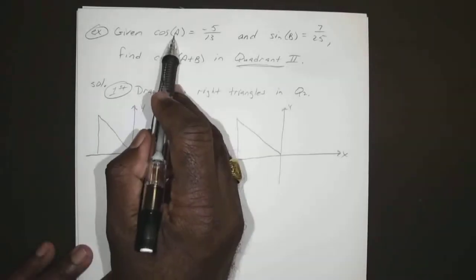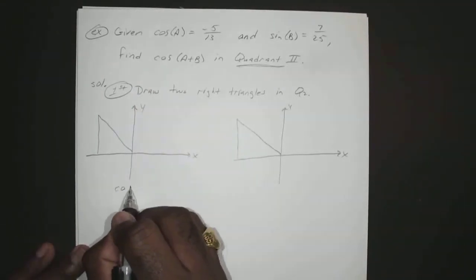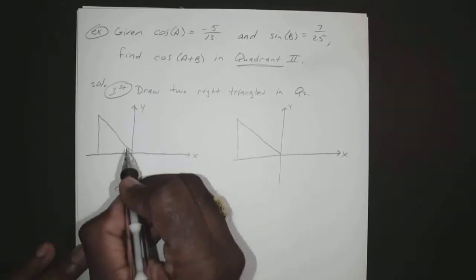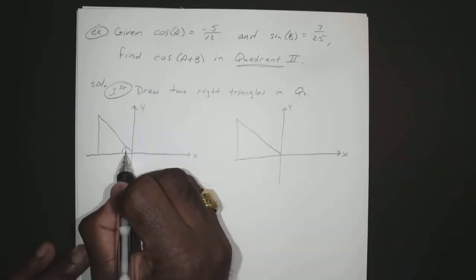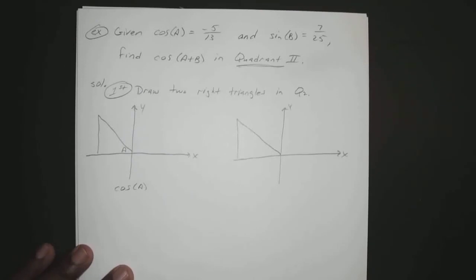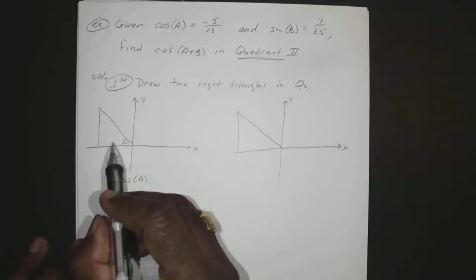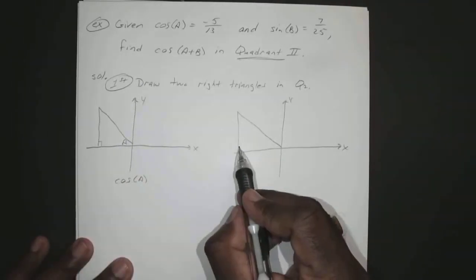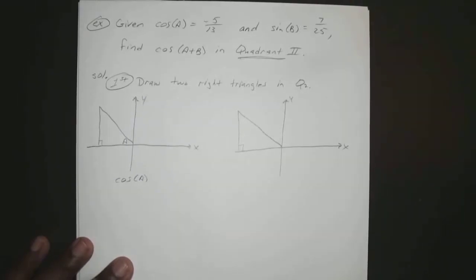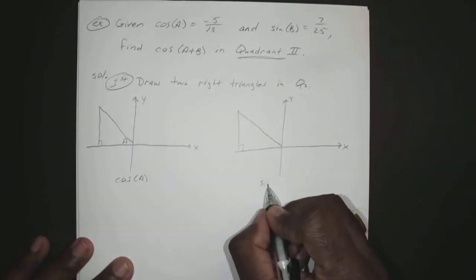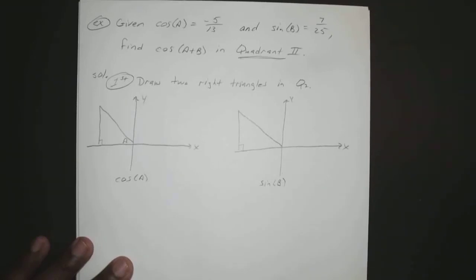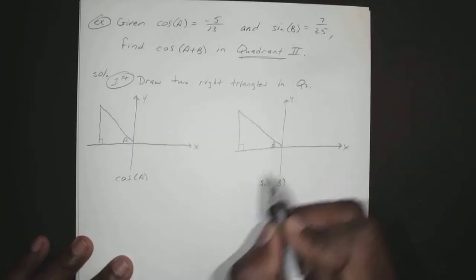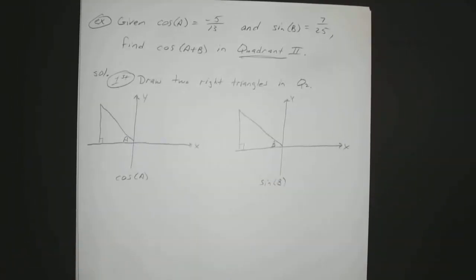Okay, so this one, we're going to have this as our cosine of A, which means our A, which is usually our theta, is right there. And you can draw your right angle symbol there. And this one, we're going to have this one for our sine of B, where instead of theta, we're just going to put our B right there.